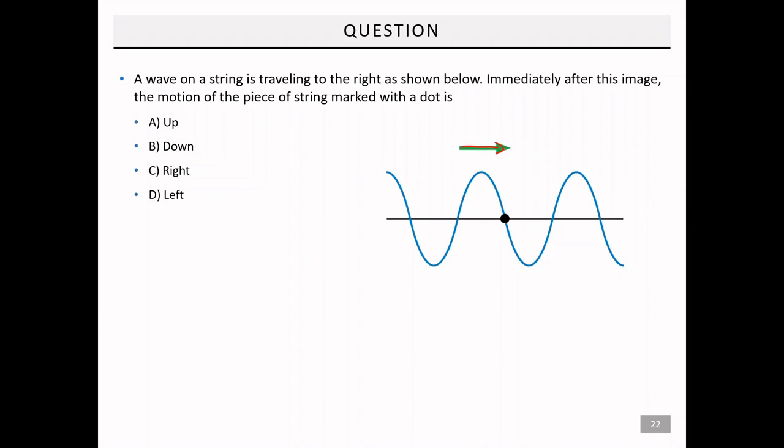You take a snapshot of this wave as it's passing by. Immediately after that picture is taken, I would like to know, what is the motion of that black dot on the string? Imagine this black dot is a ribbon tied to the string. I want to know, in which direction does it move immediately after the picture is taken? Think about it and unpause when you're ready.